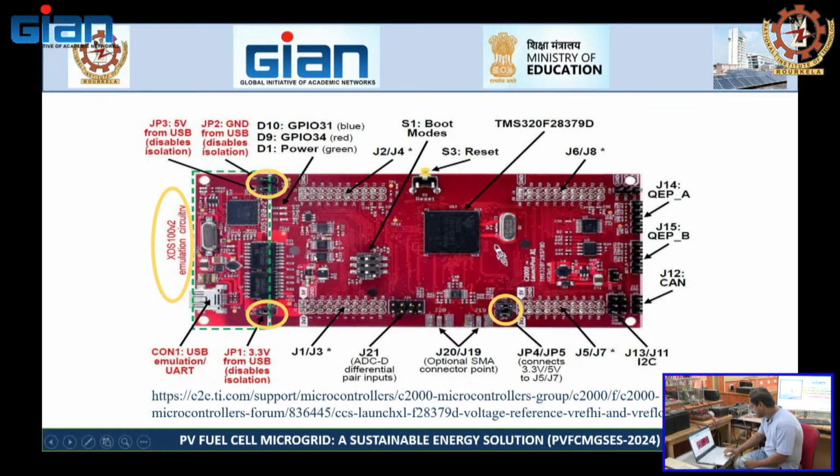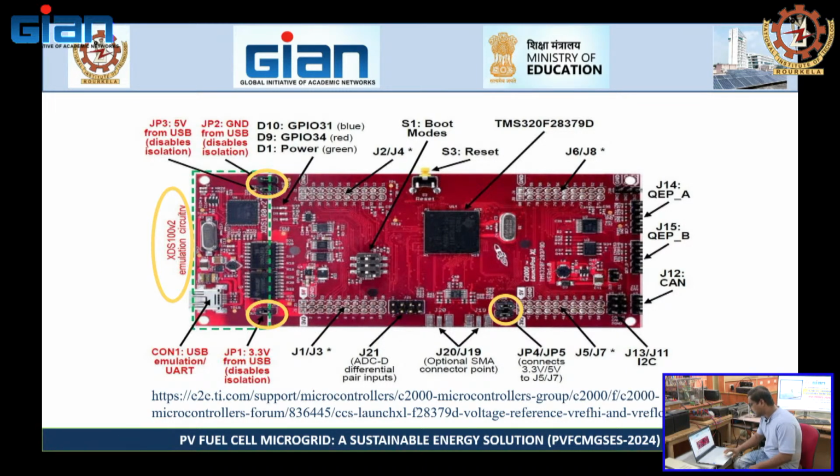Here you can see J14, J15 and J12 are the quadrature encoder module and CAN module, and J13 and J11 are the I2C module, where you can interface. J5, J7, J6, J8 and J2, J4, J1, J3 consist of the ADC modules and pulse width modulation pins. And J21 is the ADC differential input.